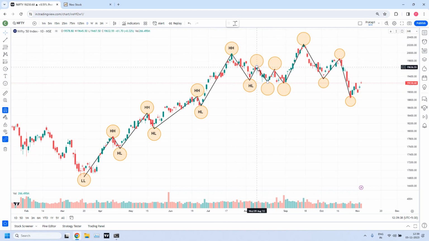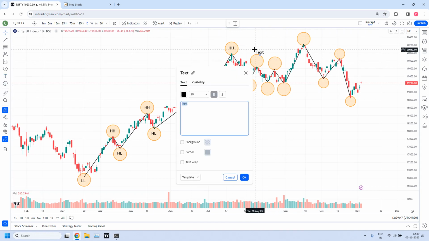So now the first time we got a lower high instead of a higher high. See, higher high, higher high, higher high, higher high. The first time we got a lower high. So let us mark a lower high.